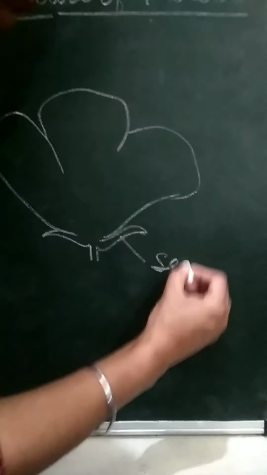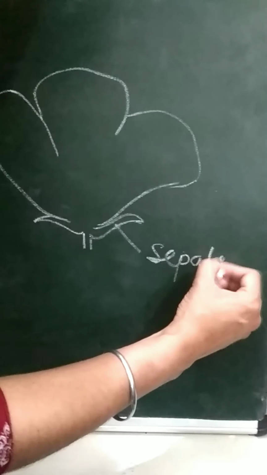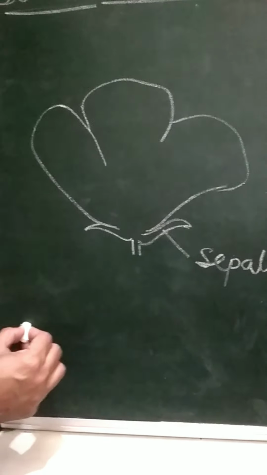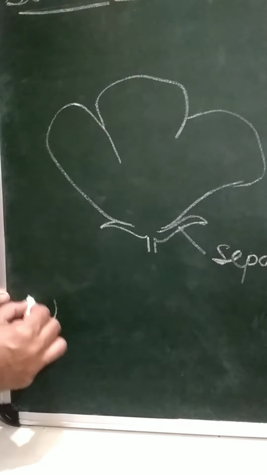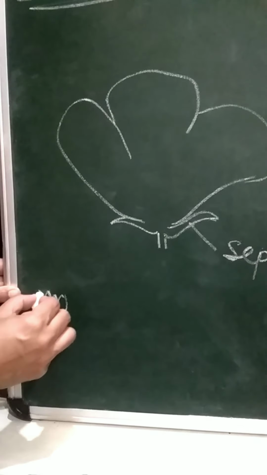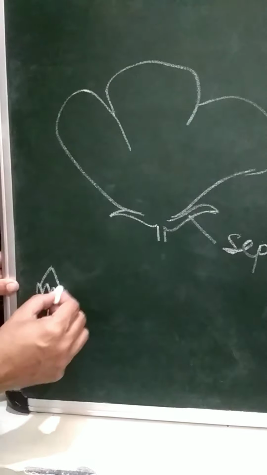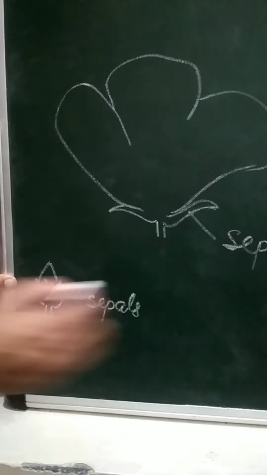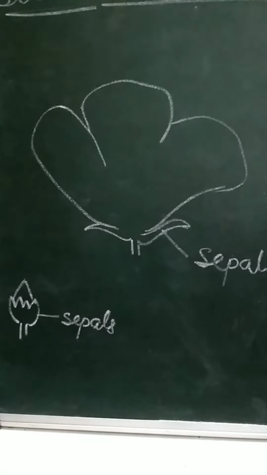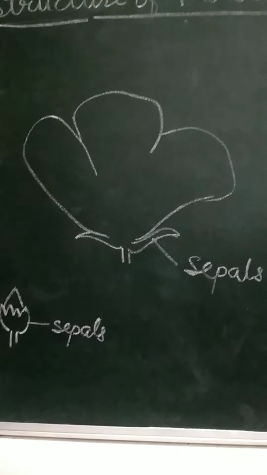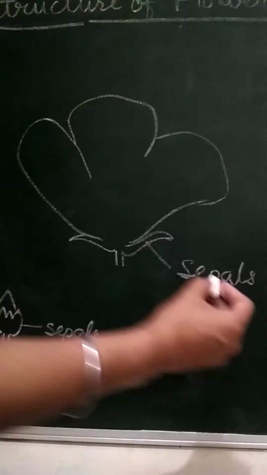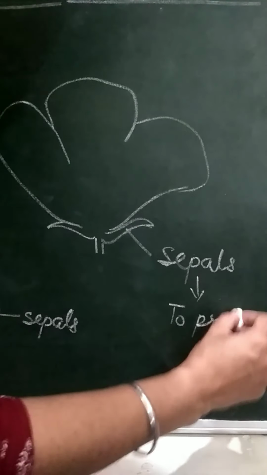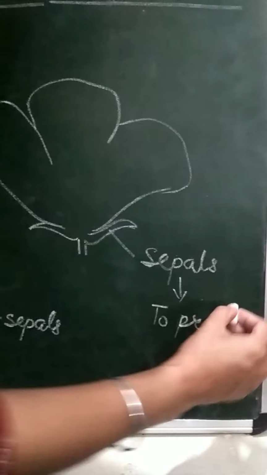These are termed as sepals. You must have seen these sepals when the flower is at the bud stage like this. These green leaves are sepals. Their function is to protect the flower at the bud stage.